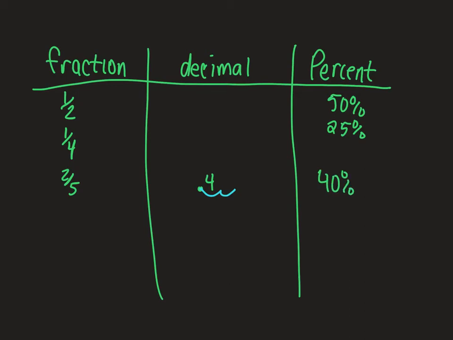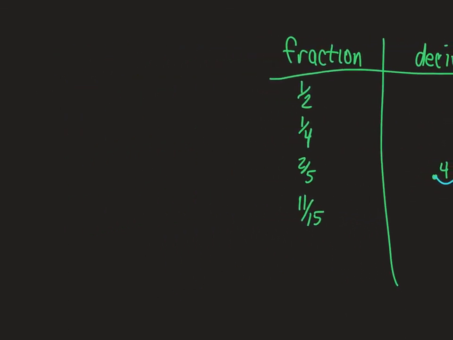Okay, but what if there's one that you can't do easily? Let's say we had 11/15. Well, I got to make it a decimal first. Then once I know it's a decimal, then I can hop it twice and make it a percent. So this one's going to require some scratch work. I can't just do 11/15 in my head. So I'm going to come over here and divide.